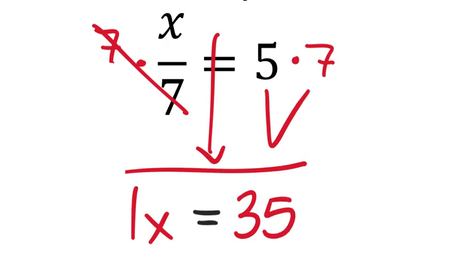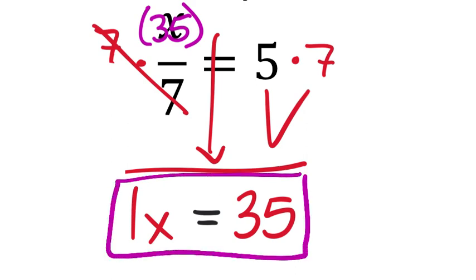If I replace the x in the original equation with 35, it should give me a true statement. Let's do so. I'm going to replace that x with 35. In my calculator, I type in 35 divided by 7. I push enter, I get 5. That is a true statement. Therefore, if I replace x with 35 in that original equation, I get a true statement. So I know x equals 35 is the actual solution.